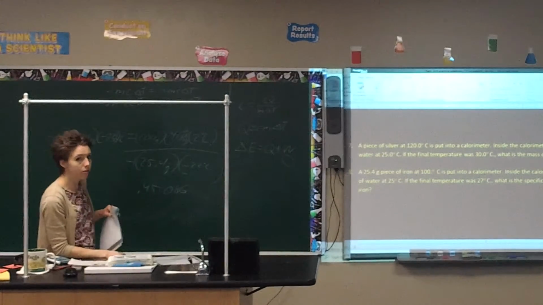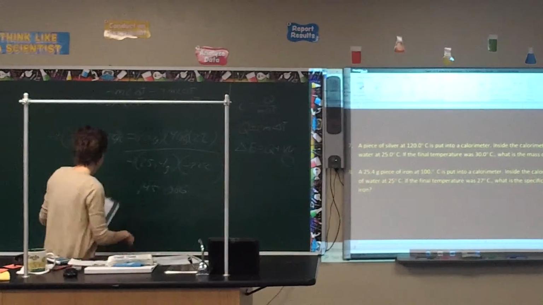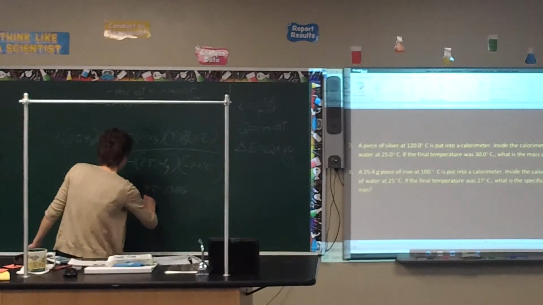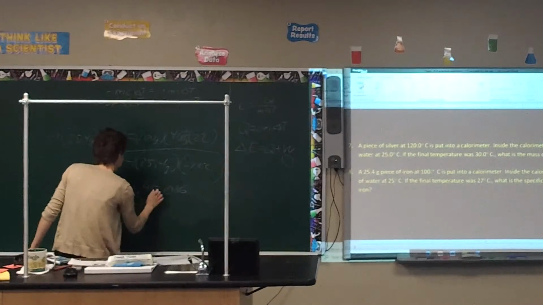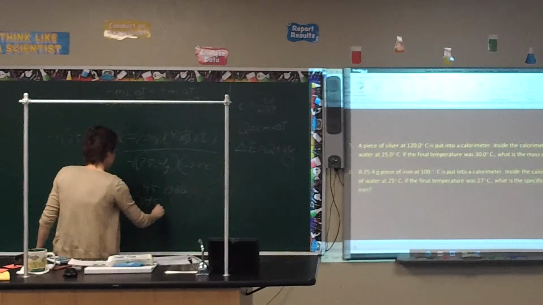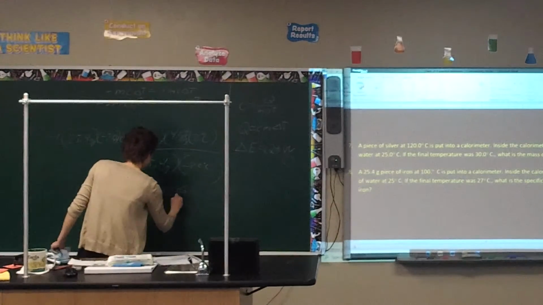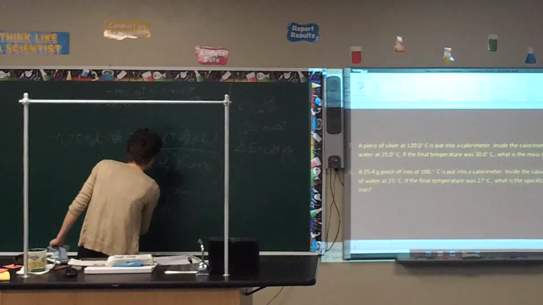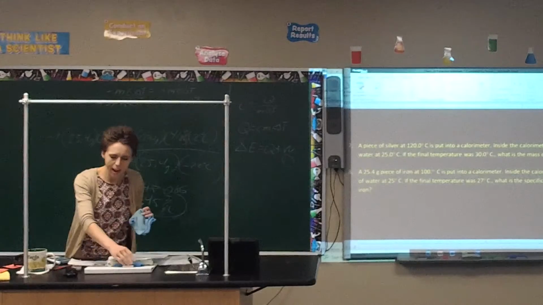So this is multiplication and division. What should my answer be? 2 sig figs. So this answer becomes 0.45, or 0.5 if you want to be technical. Now remember, this is specific heat, so what are my units? Joules per gram degrees Celsius. Alright, so that's some good practice for that.